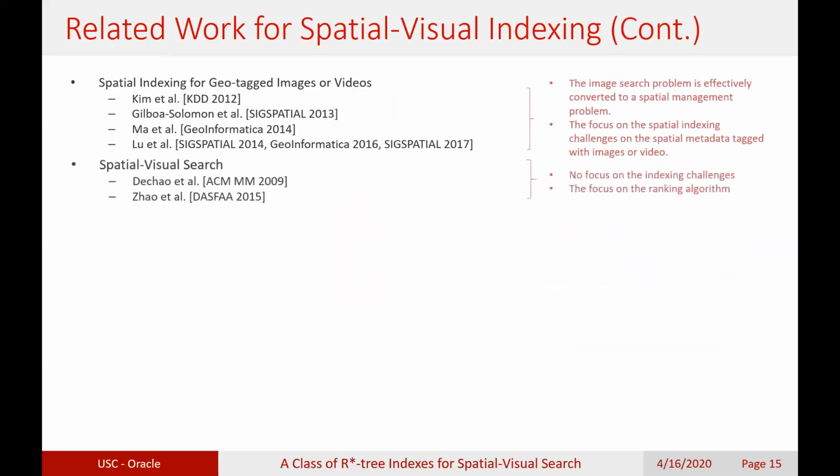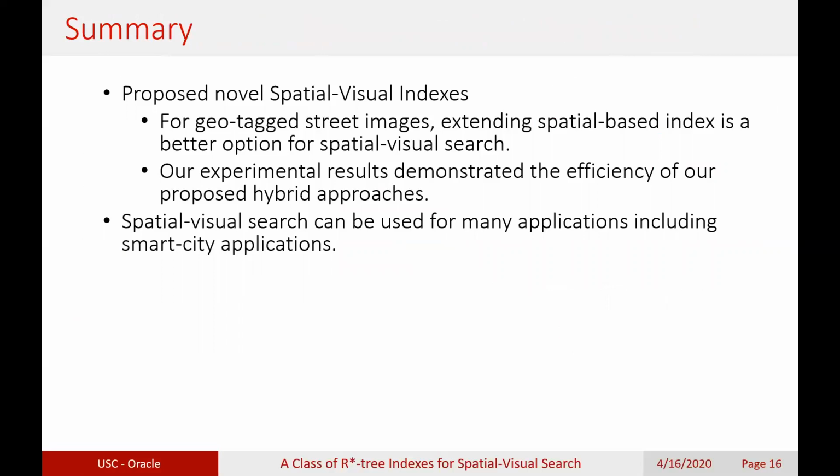In summary, this paper proposed novel spatial visual indexes for geo-tagged street images. We extended a spatial-based index to be a better option for spatial visual search. Our experimental results demonstrated the efficiency of our proposed hybrid approaches. We believe that spatial visual search can be used for many applications, including smart city applications.